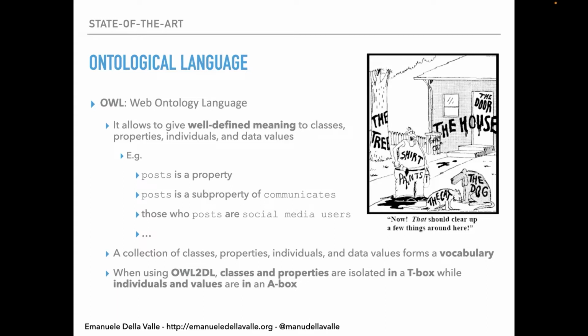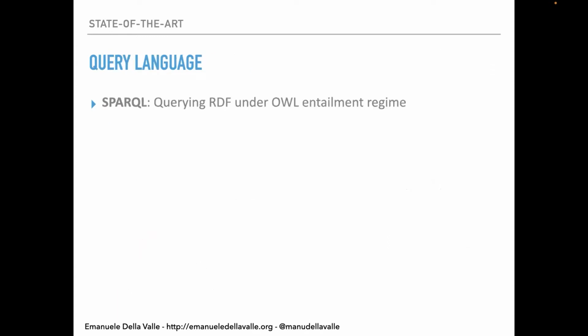You ask for something, for instance, you ask for, is there anybody that is communicating? And the system will reason about this. The idea is that therefore you need a query language. It's called SPARQL, the query language.